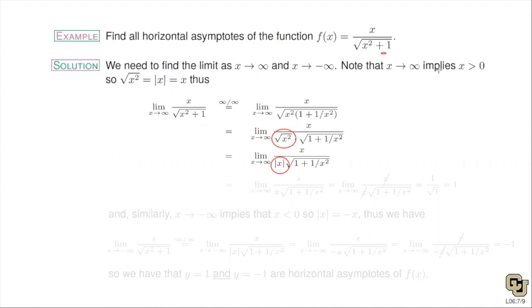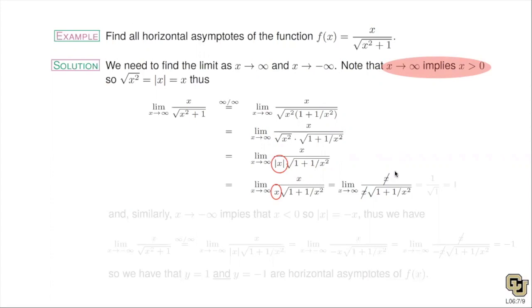Now I'm going to use this. Since x is going to infinity, x is positive. If x is positive, I can replace the absolute value of x with x. And that's what I do down here. So you should notice this absolute value of x now became x. Why? Because of this reasoning up here. Now we can cancel. Cancel, cancel. Now, take the limit.